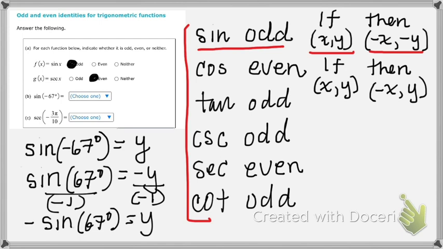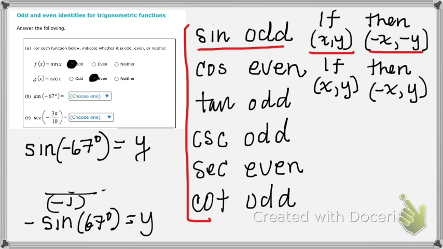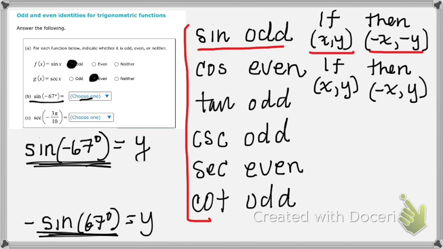Because there's one more step. The one more step is I'm going to take out this middle part here. Taking out the middle step is no big deal, because it's just this bottom step divided by -1. And now I can see that y equals this, and y equals this. So one of the choices in the drop-down menu is going to be that sine of negative 67 is equal to negative sine of 67 degrees.